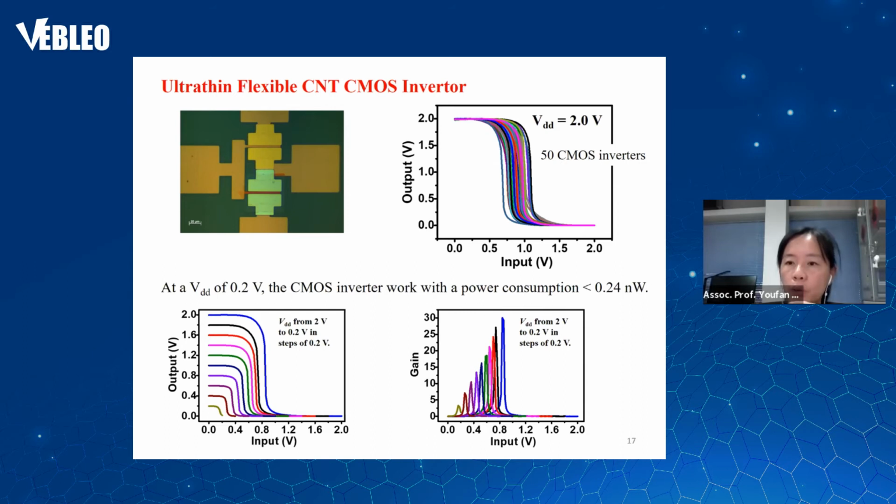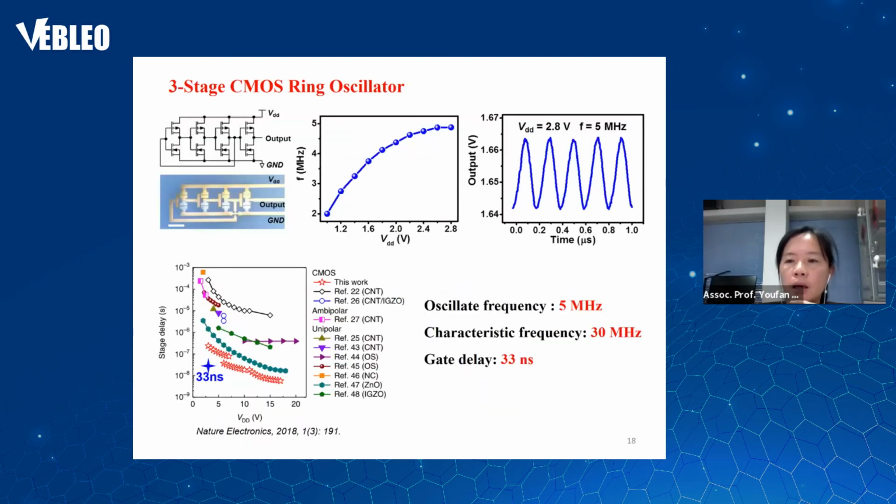And we mentioned that for the sensor, we need such kind of properties. And then, how fast can this device operate? We tested the speed of our device by using 3-stage ring oscillators, and it shows that the oscillation frequency can be as high as 5 megahertz.